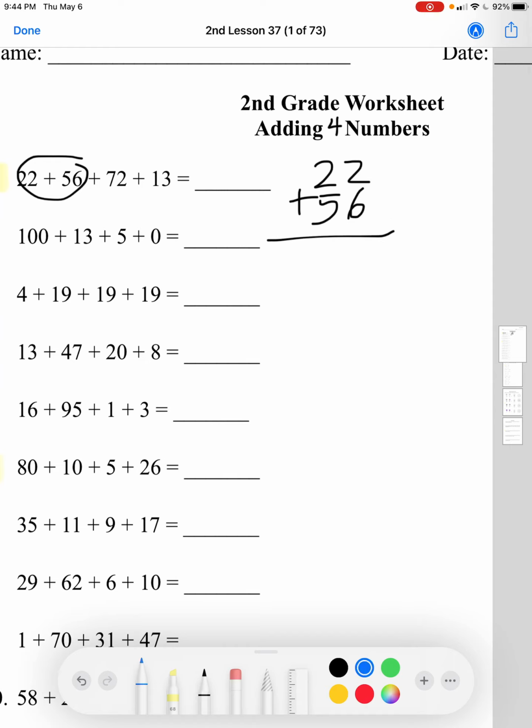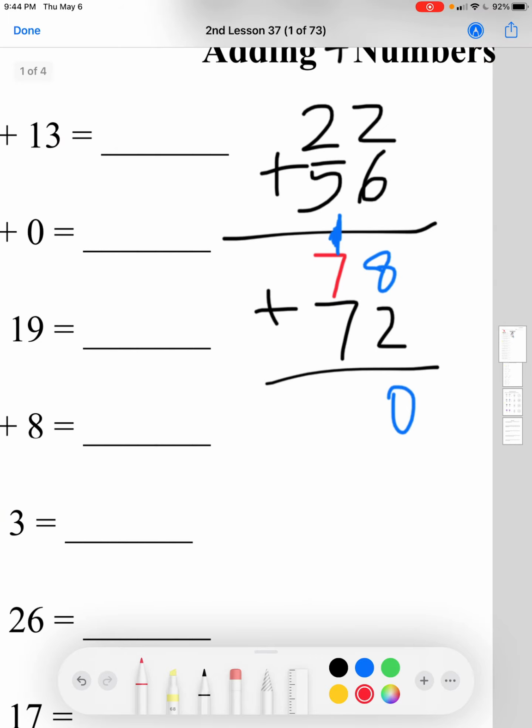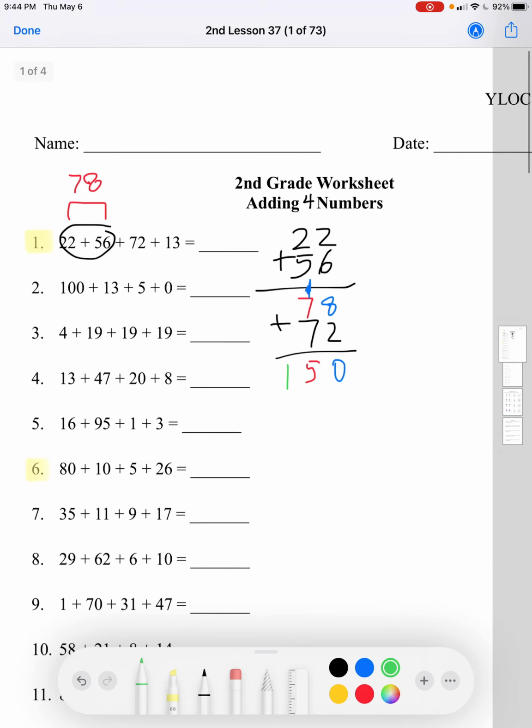2 plus 6 equals 8. 2 plus 5 equals 7. So these 2 numbers added together equals 78. And then we'll add 72. 8 plus 2 equals 10. And then 1 plus 7 equals 8. 8 plus 7 equals 15. Now if you add 72, that becomes 150.